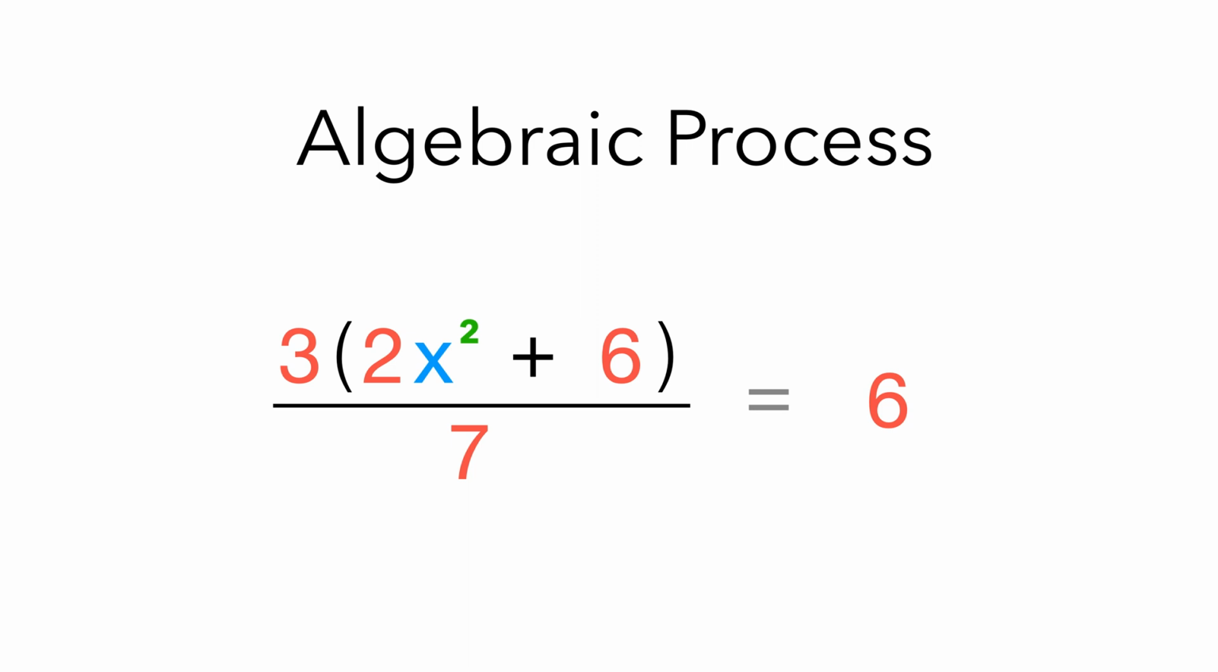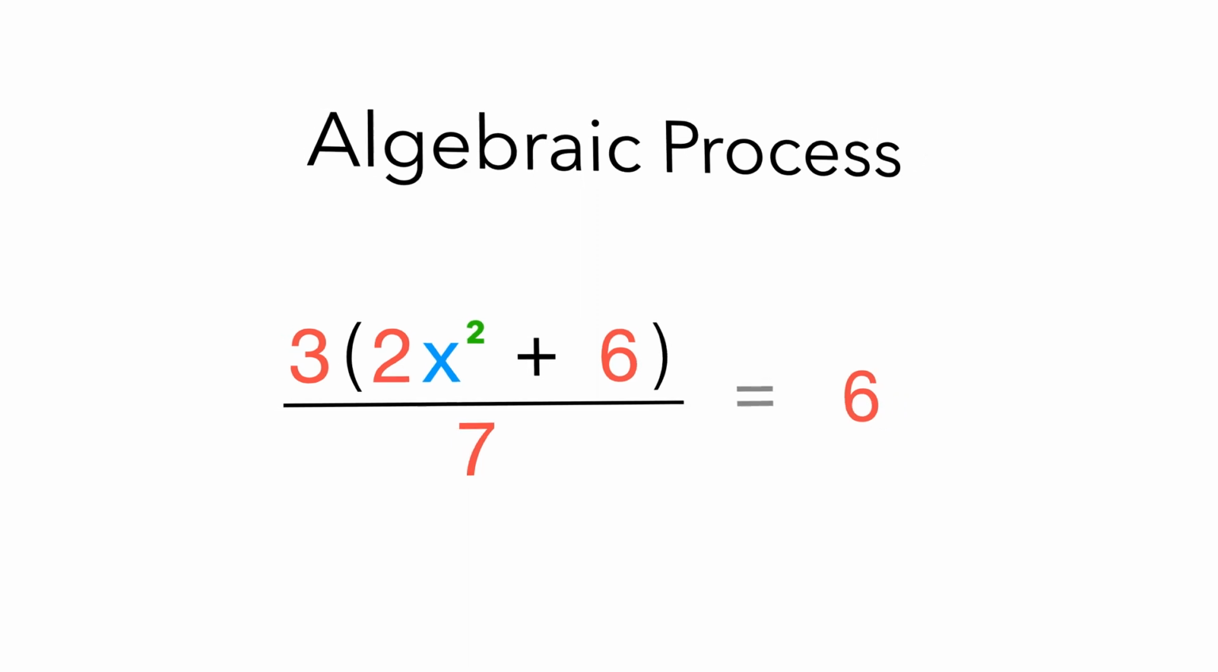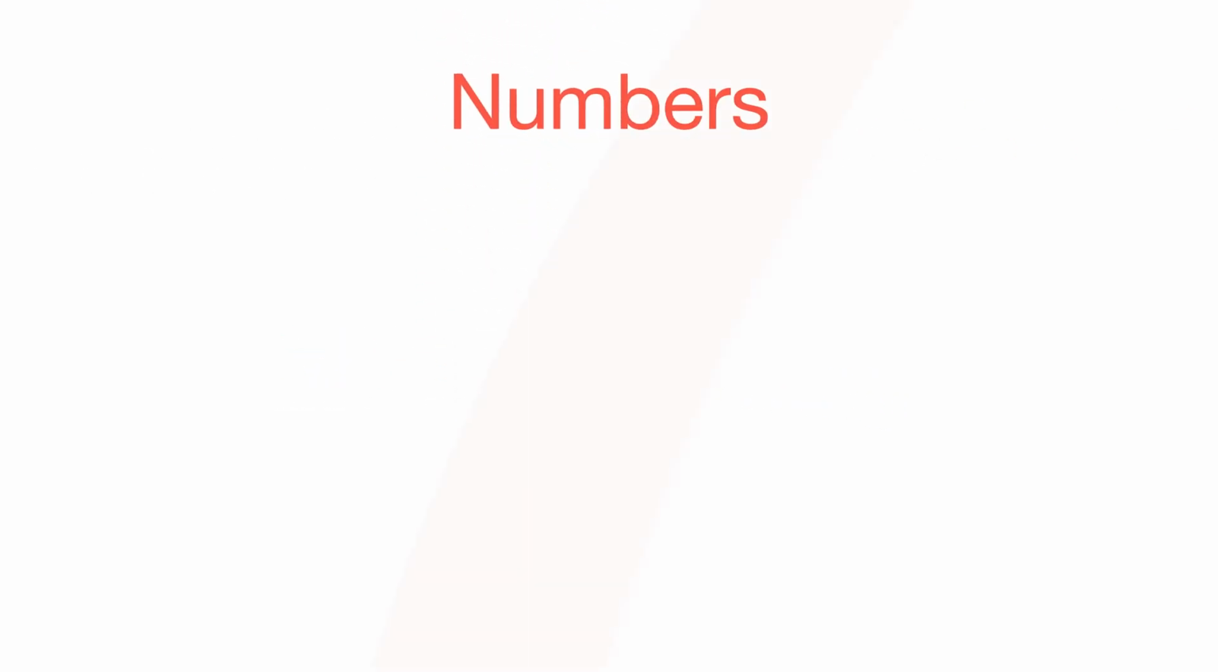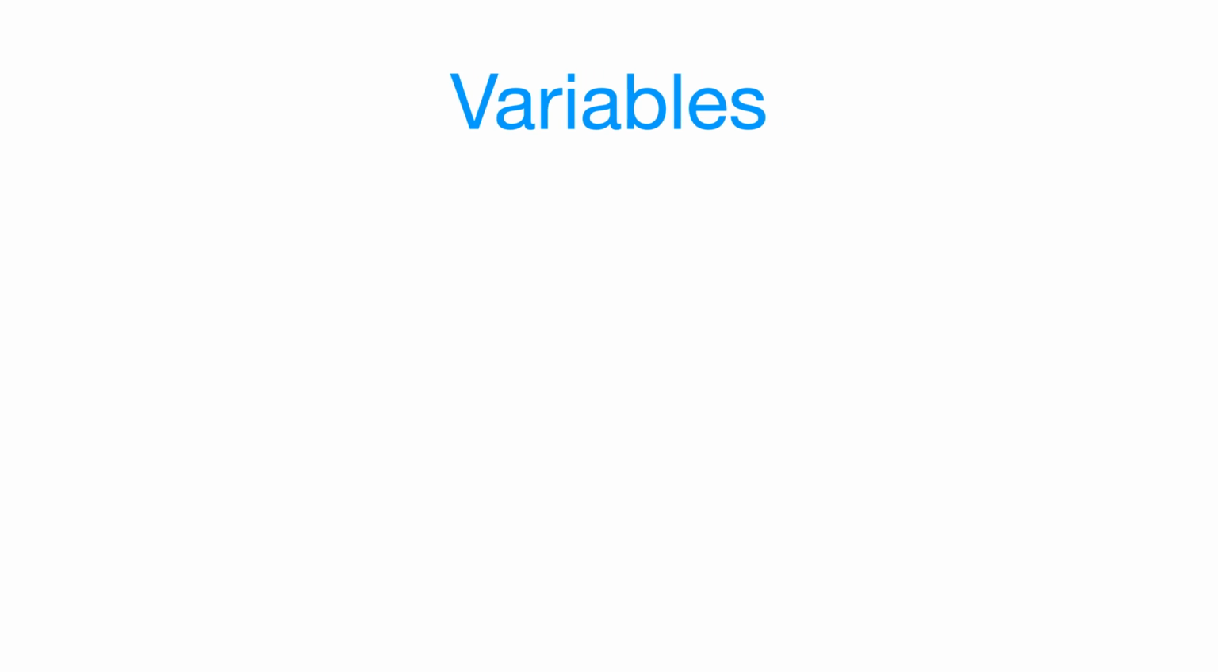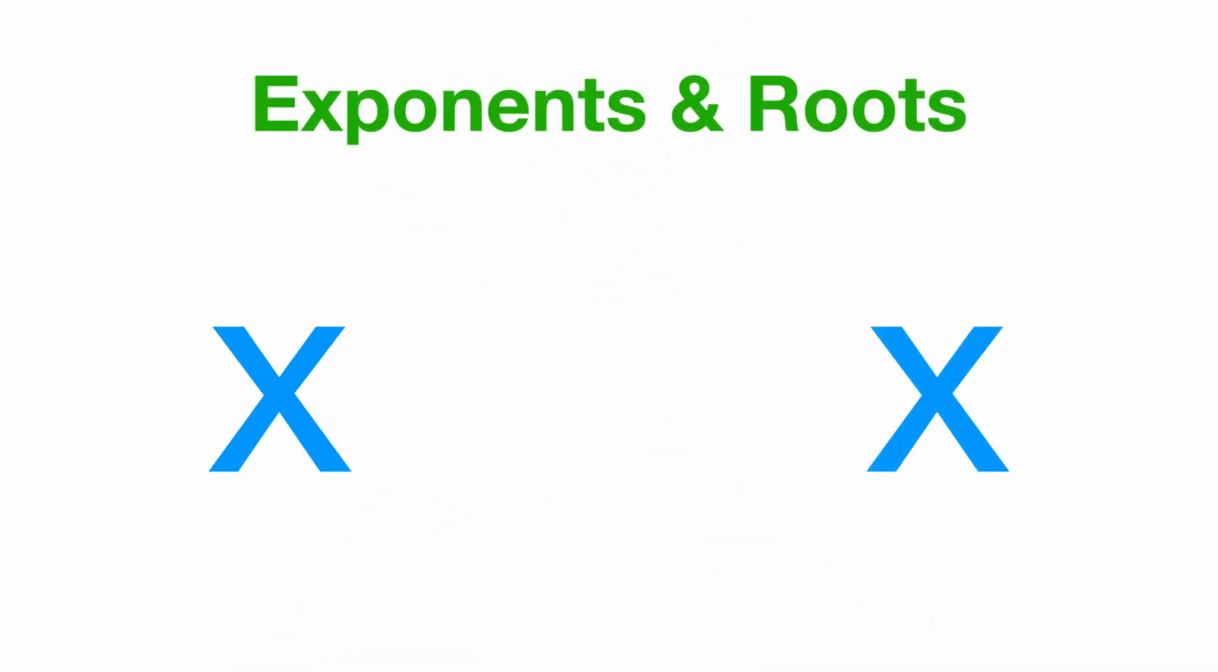So it's important to know throughout this video that numbers will be in red. So any number is in red. Operators are going to be in black. Separators, in this case the equal sign, will be gray. Variables like x will be blue. Exponents and roots will be green.